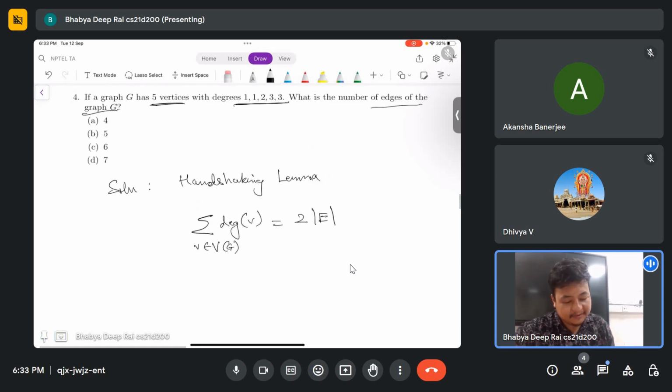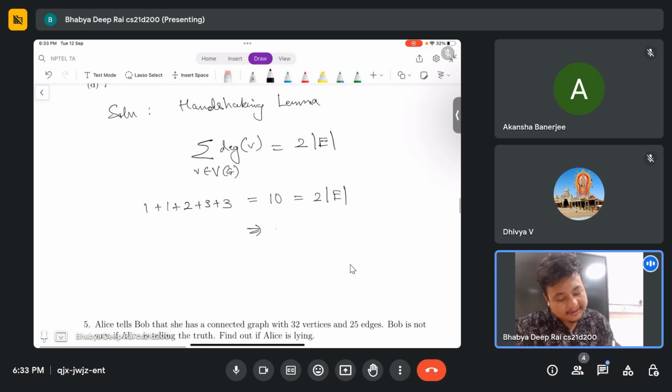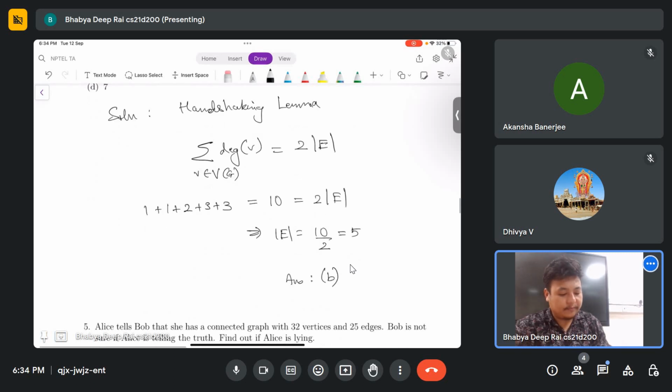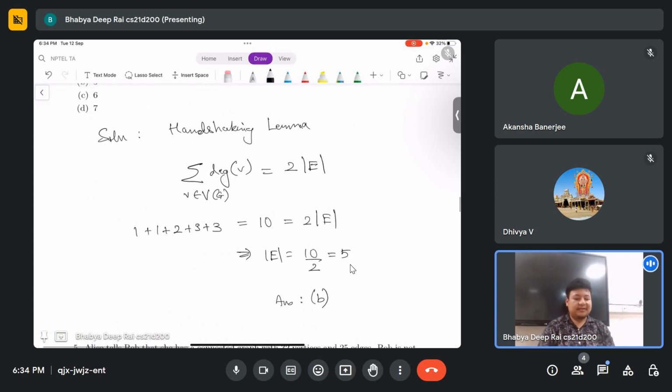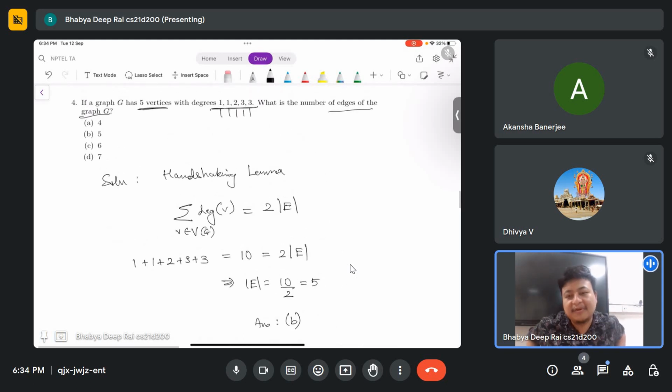In our case, the degrees are 1, 1, 2, 3, 3. So we are going to do 1 plus 1 plus 2 plus 3 plus 3, which is nothing but 10 equals 2 times the number of edges, which means that the number of edges is 10 divided by 2, which is equal to 5. So the answer is 5 and B is the answer. This is a direct application of the handshaking lemma. Please let me know if this is fine, or if you would want me to repeat this.